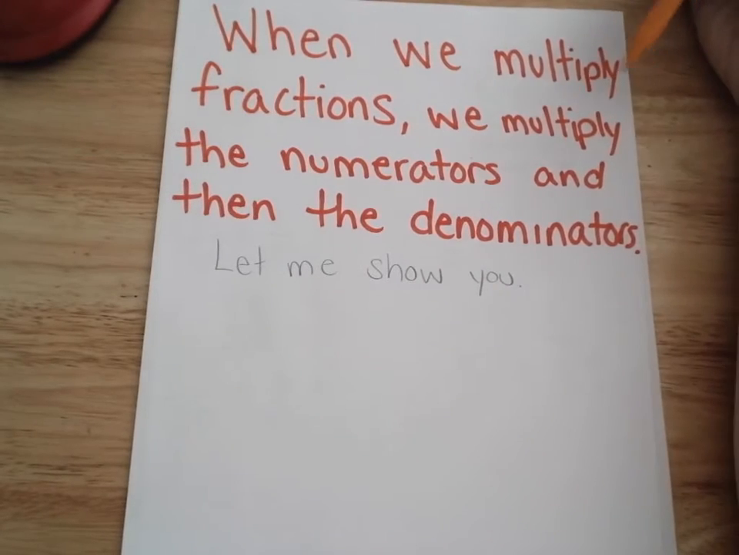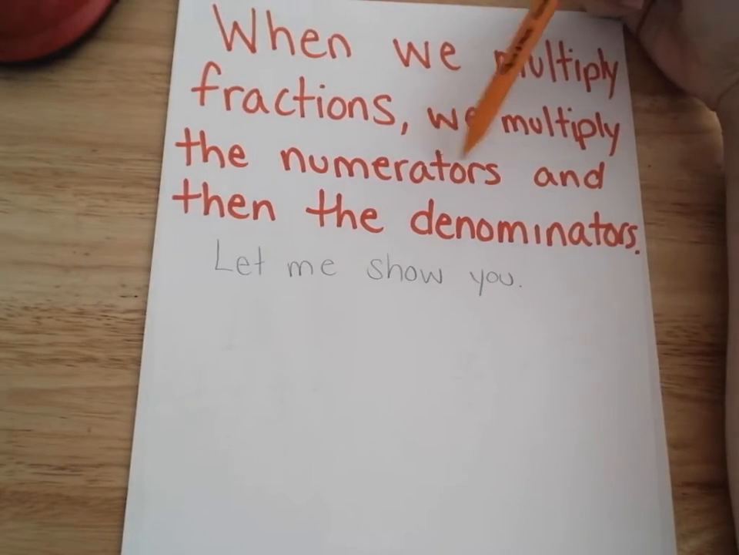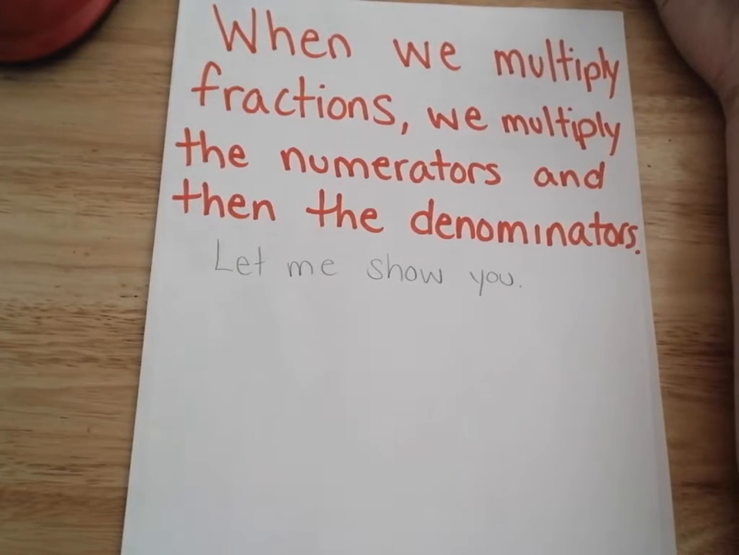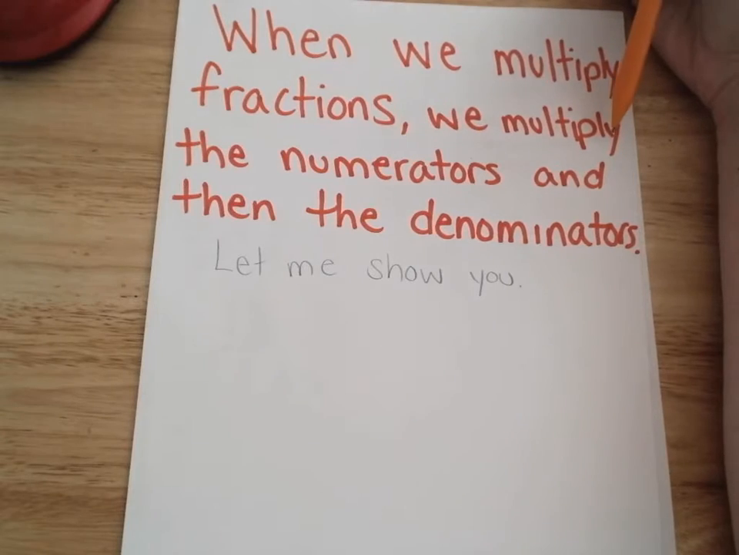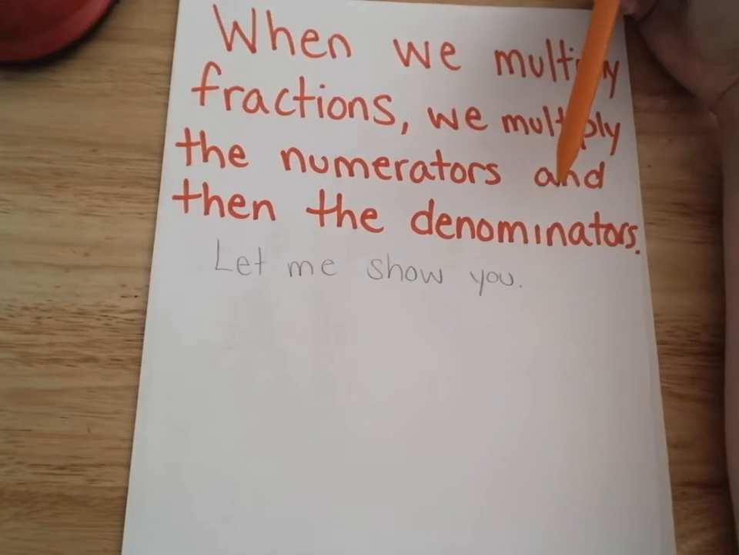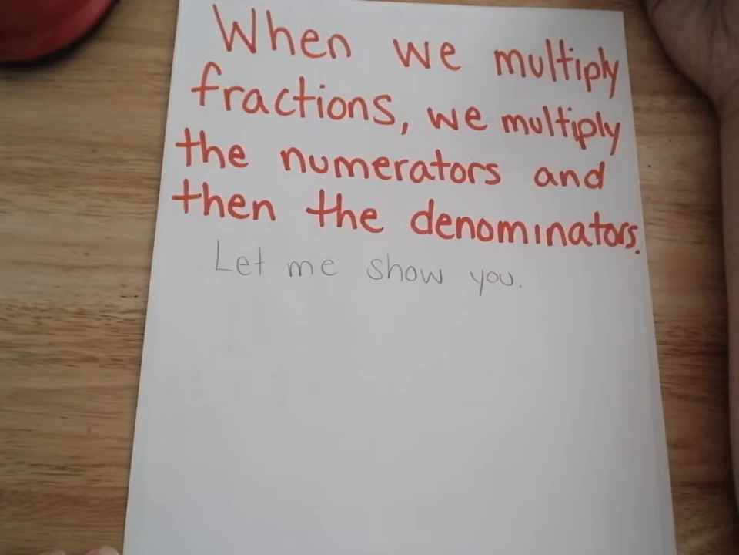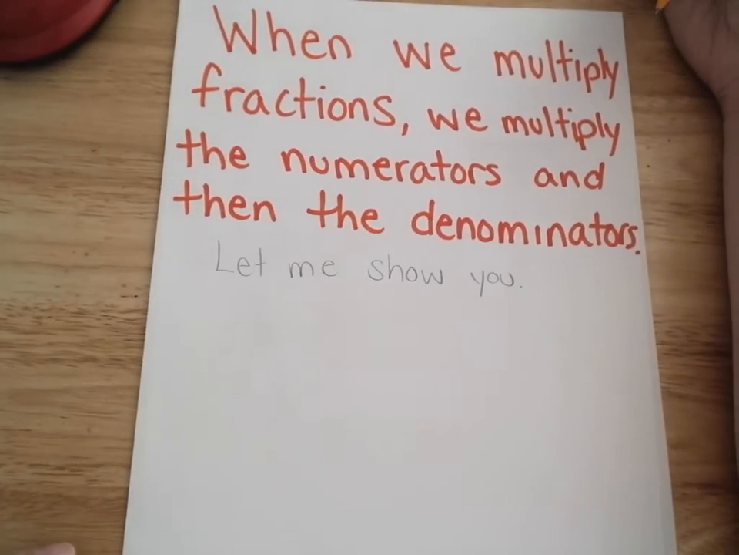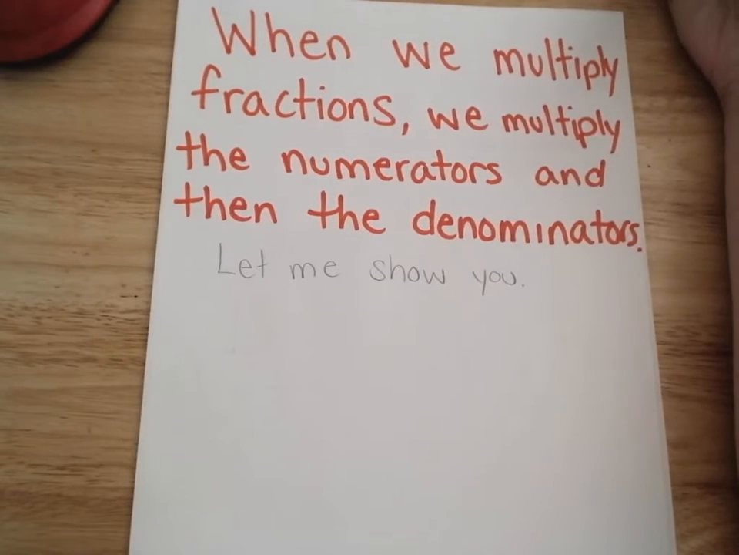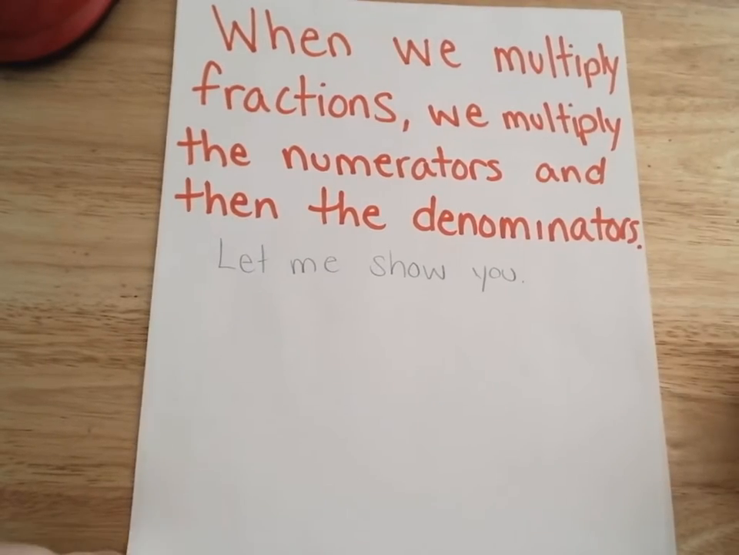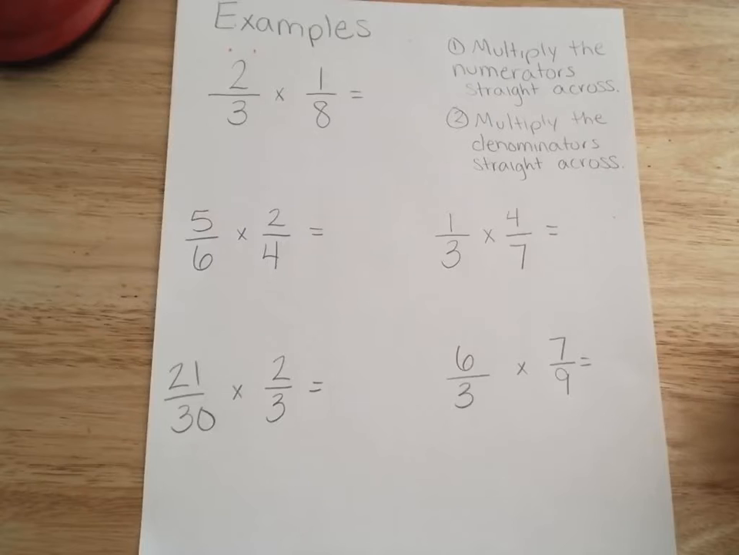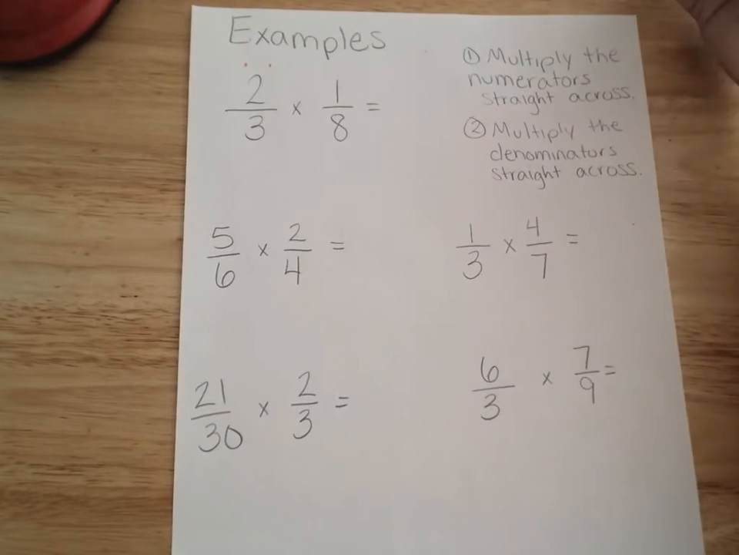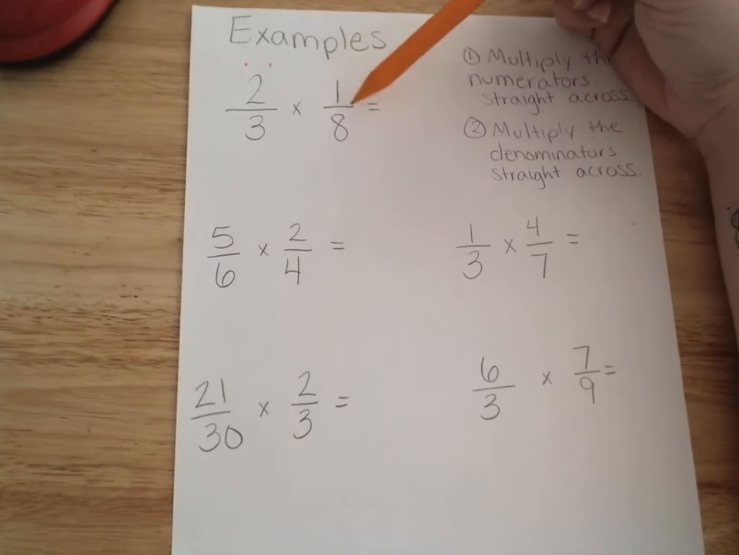When we multiply fractions, we multiply the numerators and then the denominators. So those are our two steps. First we multiply the numerator and then we multiply the denominator. That means when we have our answer, the numerator and the denominator of the answer will be different than the two fractions we just multiplied together. So let me show you how to do this. I've got a couple of examples here. I'm going to start with the one right on top. I have 2/3 times 1/8.